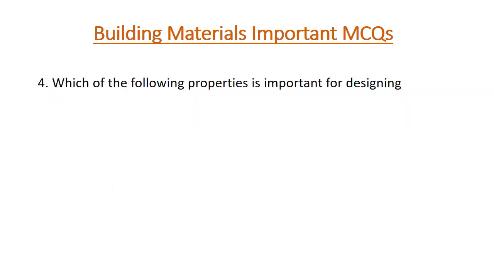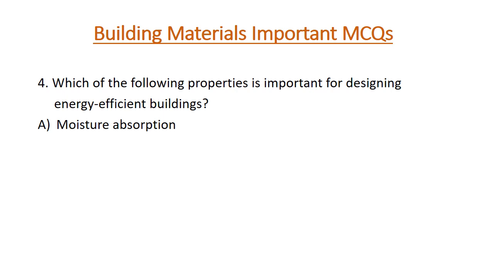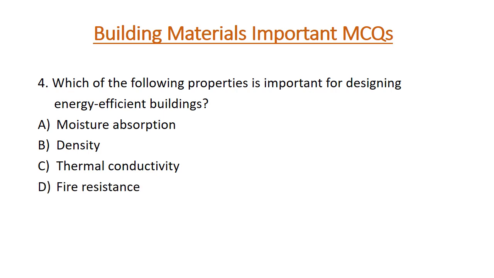Question 4. Which of the following properties is important for designing energy-efficient buildings? A. Moisture absorption. B. Density. C. Thermal conductivity. D. Fire resistance. The correct answer is thermal conductivity.